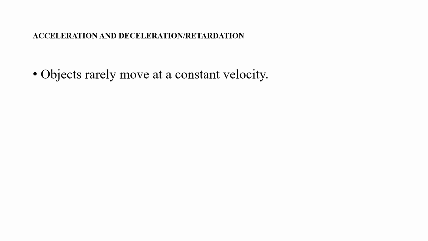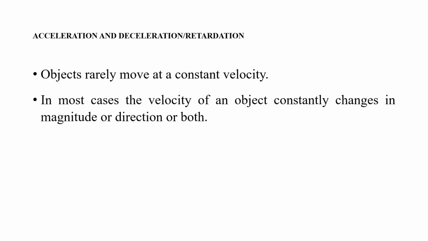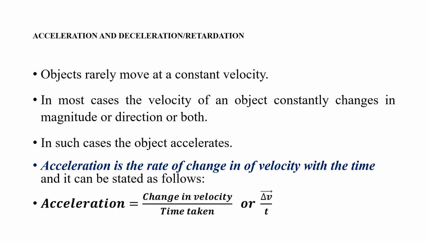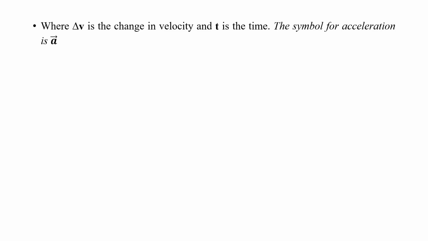Acceleration and deceleration/retardation. Objects rarely move at a constant velocity. In most cases, the velocity of an object constantly changes in magnitude or direction or both. In such cases, the object accelerates. Acceleration is the rate of change of velocity with time, and it can be stated as follows. Acceleration equals change in velocity, over, time taken, or, Δv over Δt, where Δv is the change in velocity and Δt is the time.